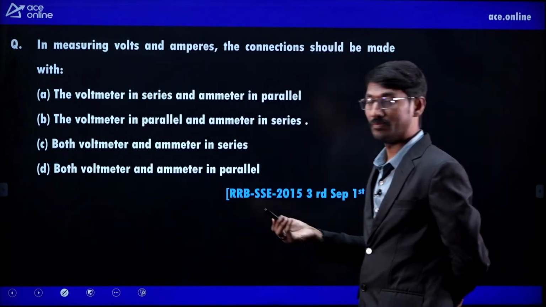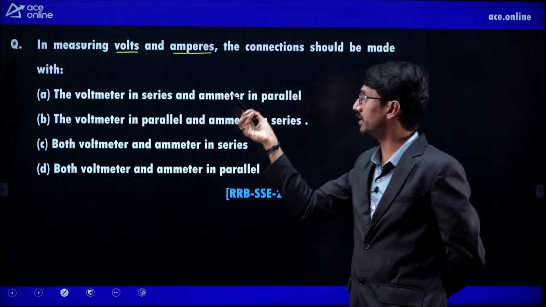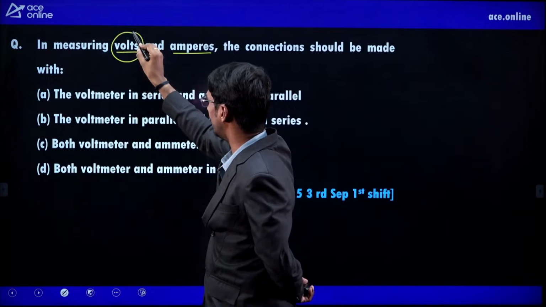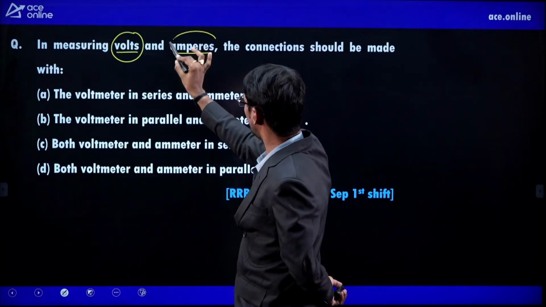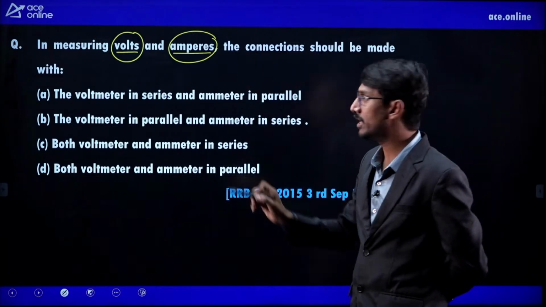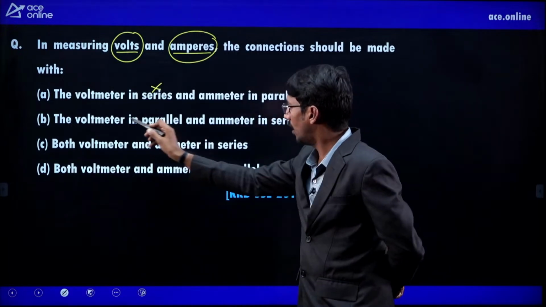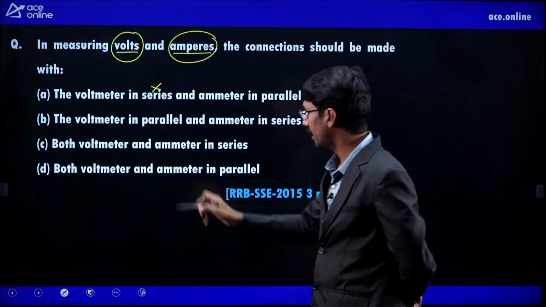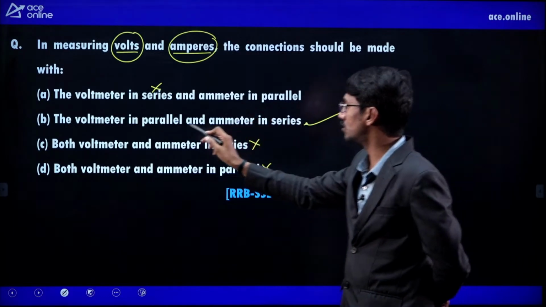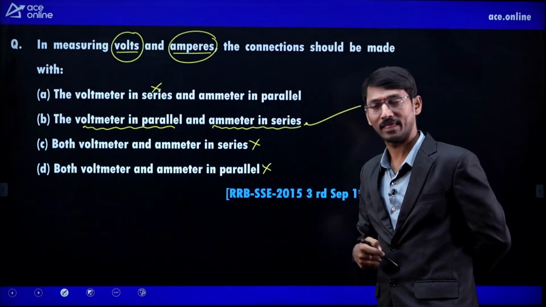In measuring volts and amperes, it's a very simple question, but the statement is formed in a different way. Measurement of voltage, measurement of current, the connections should be made with what? To measure the voltage, voltmeter is given. To measure the current, ammeter, all options have ammeter. But sir, what should the connections be? Voltmeter should be in parallel, ammeter should be in series. Voltmeter series, wrong. Voltmeter parallel, ammeter series, correct. Voltmeter and ammeter series, wrong. Voltmeter and ammeter parallel, wrong. So the answer: voltmeter should be in parallel for voltage measurement, ammeter should be in series for current measurement, right?